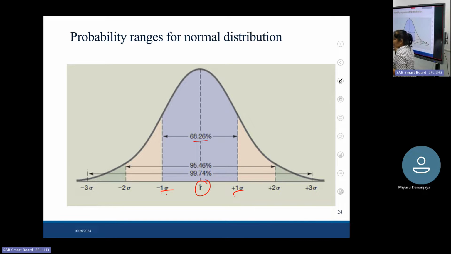You can forecast with 95.46% confidence that your number is within two standard deviations. Statistically, it is good to use the 95% confidence level.